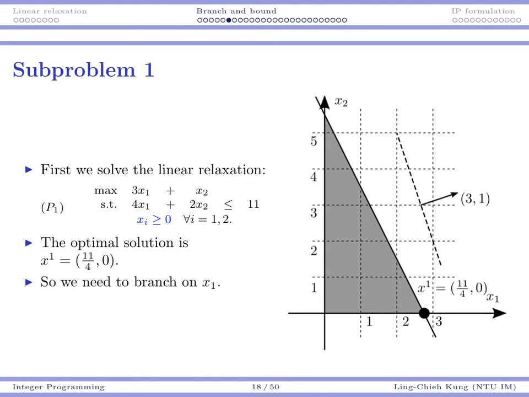Okay, so we simply do the linear relaxation. An optimal solution is here. This is fractional. Okay, x1 is fractional. So we need to branch on x1. Now I'm going to add some constraints for x1.